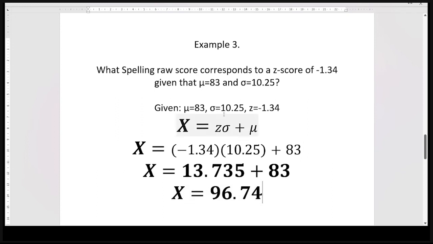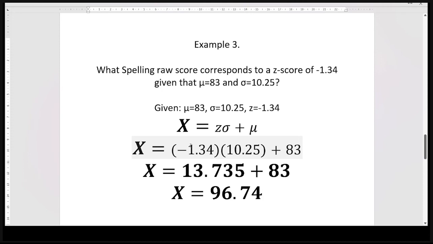Because as you can see, we are expecting that the corresponding raw score must be below the given mean. Why? Because the z-score is negative. It is located below the mean. That means the corresponding raw score must be lower than our mean. In this case, it is greater than. Where do you think in our process we did it wrong?